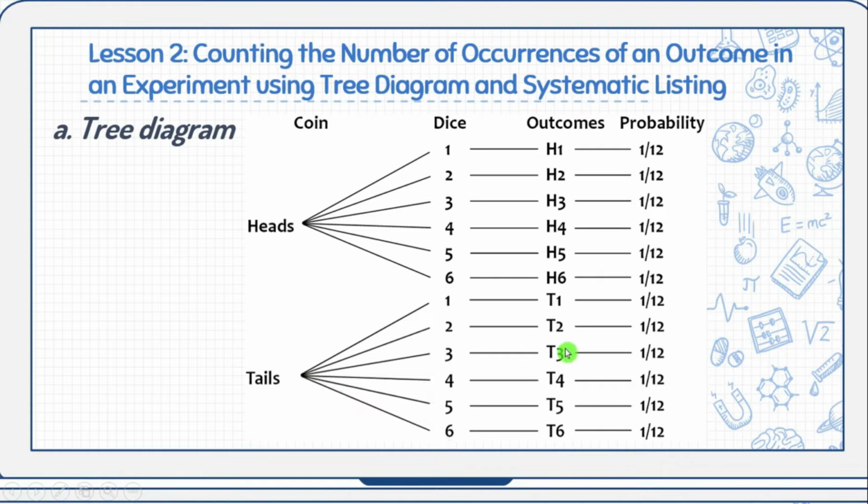So, therefore, these are the outcomes. Then for our probability, the result is 1 over 12. Why 12? Because the possible outcomes are 12. We have this one, 1, 2, 3, 4, 5, 6, 7, 8, 9, 10, 11, 12. But only one will come out: head 1, head 2, head 3, head 4, head 5, head 6, tail 1, tail 2, tail 3, tail 4, tail 5, tail 6. So therefore, 1 out of 12 or 1 over 12. Okay, so that's for our letter A.